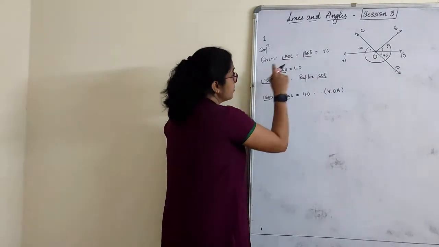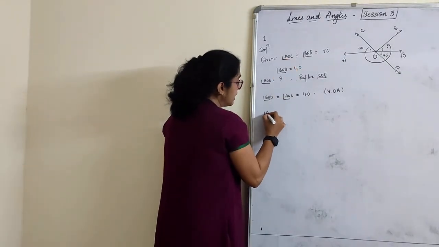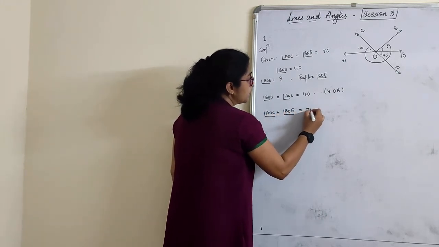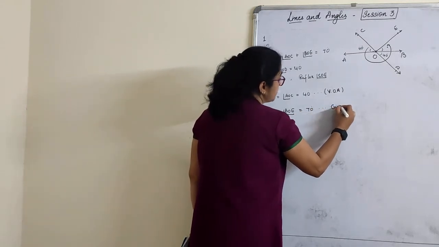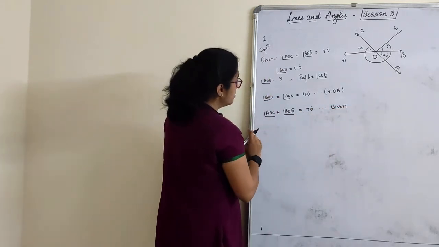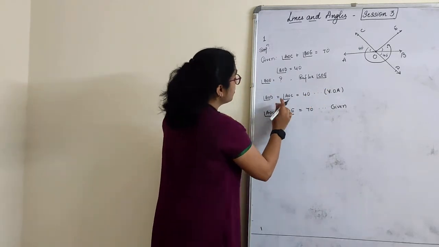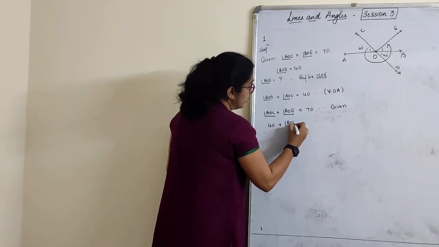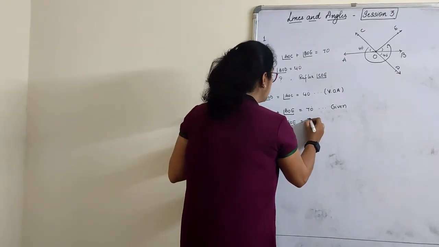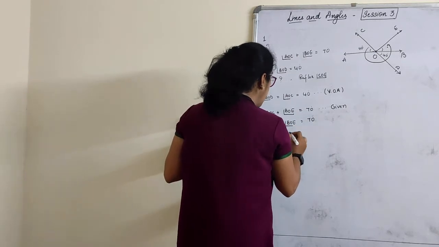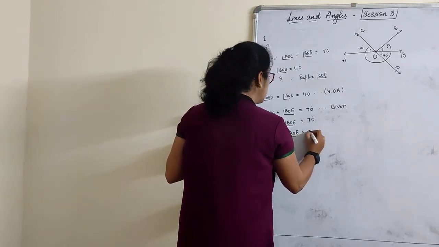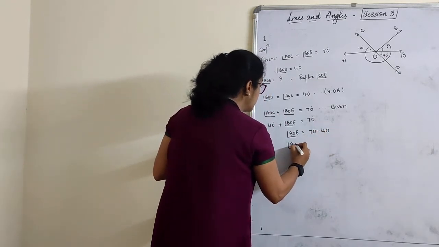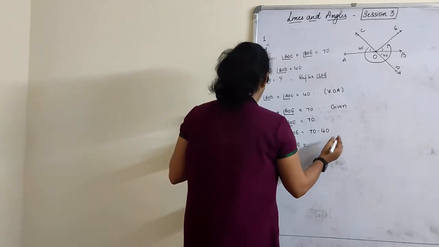Next, from this I'll start. Angle AOC plus angle BOE is equal to 70. It's given. So what is AOC? 40 plus angle BOE is equal to 70. Therefore, angle BOE is equal to 70 minus 40. Angle BOE is equal to 30 degrees.